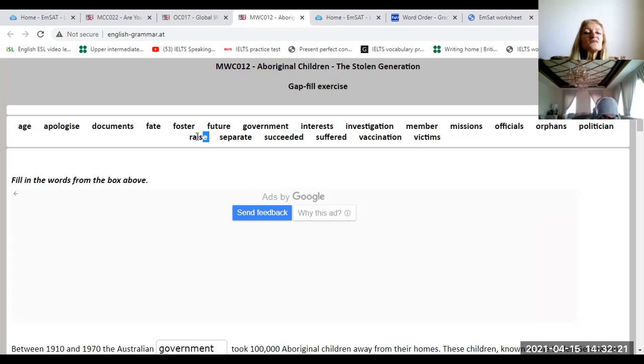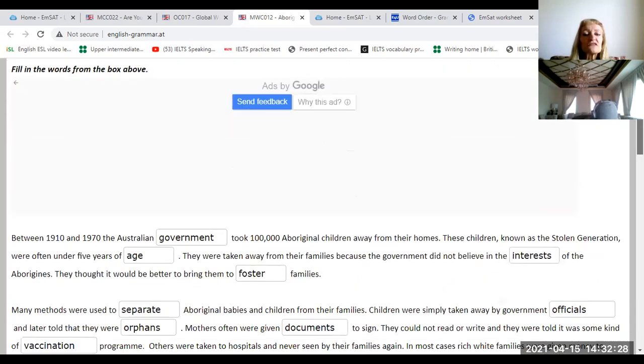Oh, we would put this word. Yes, we would put raise. And the government is very hypocritical. They're hypocrites. Yeah.